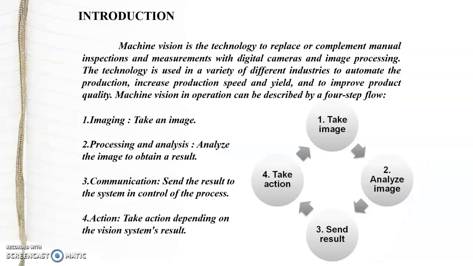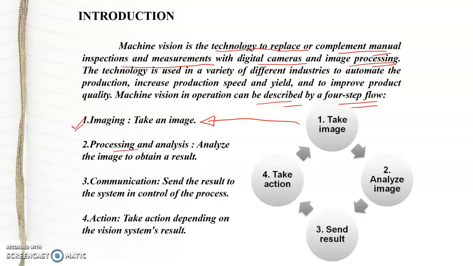Machine vision. Machine vision is defined as a technology to replace or complement manual inspections and measurements with digital cameras and image processing. This system can be described in 4 steps, or otherwise the steps in machine vision.